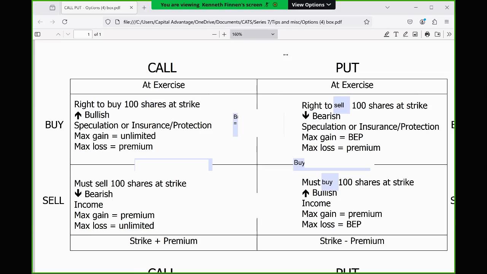Now, buy one XYX October 50 put at 3. What's my max? You've got to give me a number this time. First of all, what's my max loss? 300. What's my max gain?